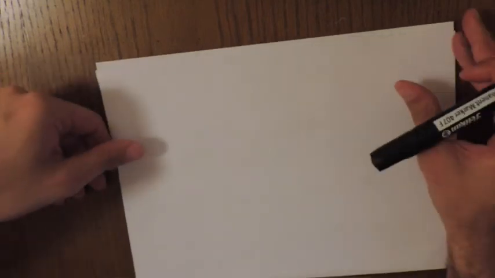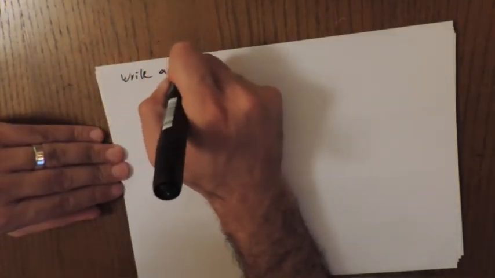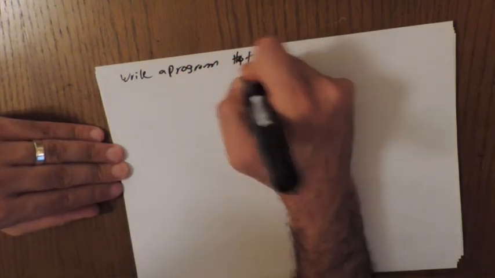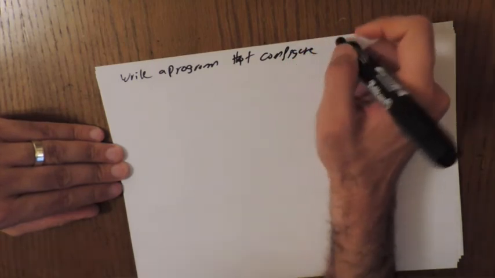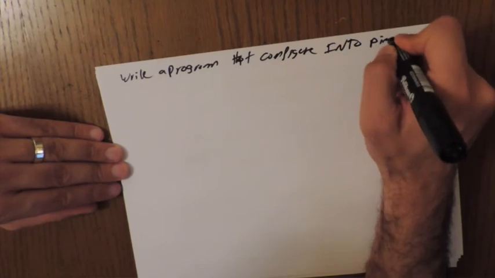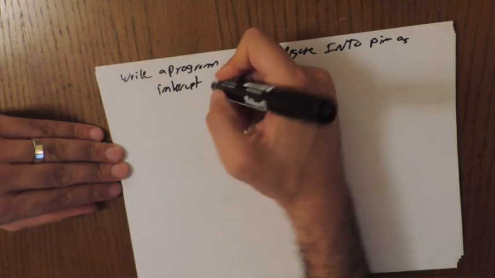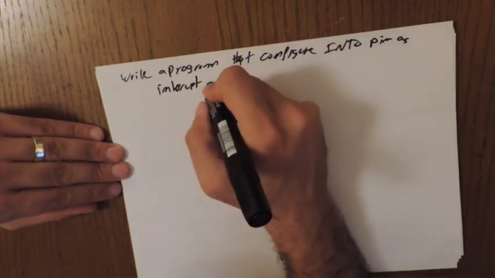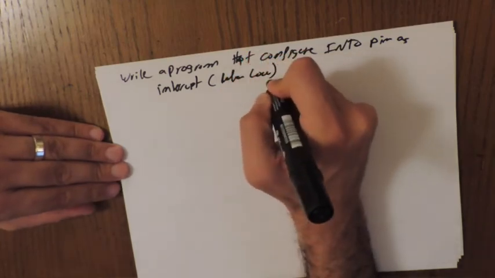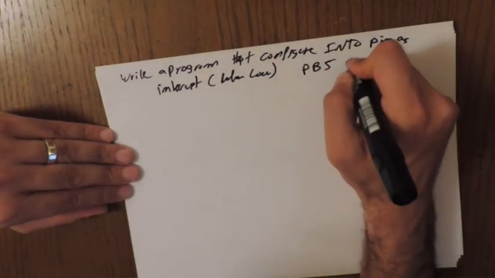Now let's take a problem. Let's say I write a program that configures the INT0 pin as interrupt, and when low, and whenever this happens I want PB5 to toggle.